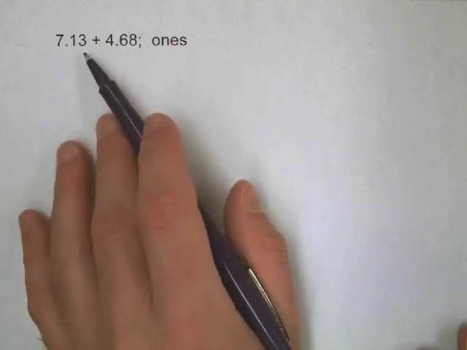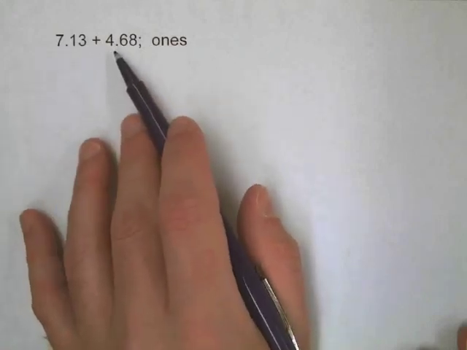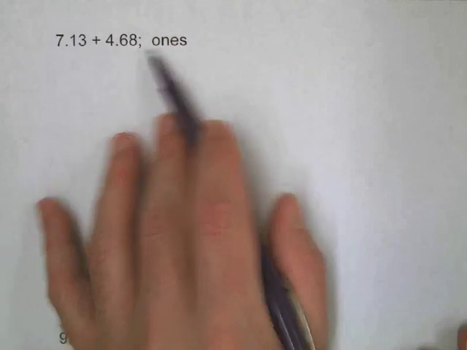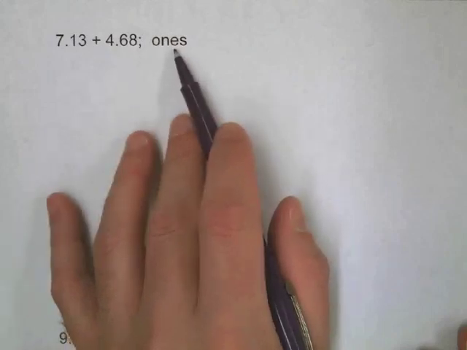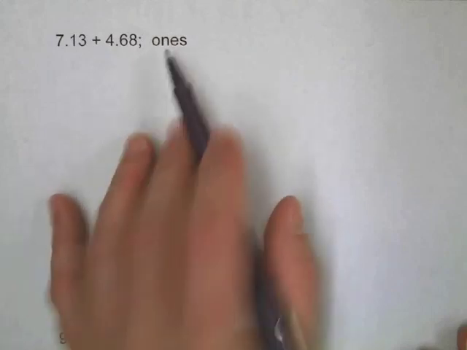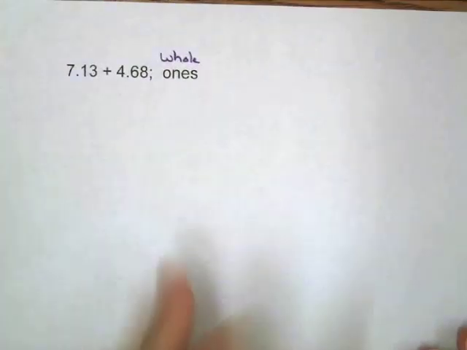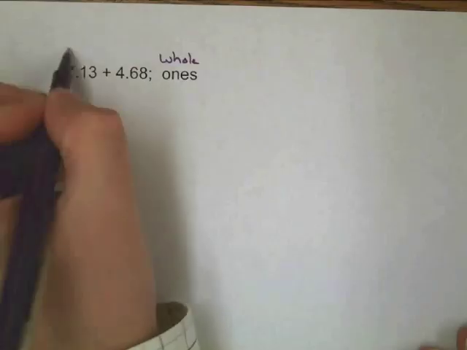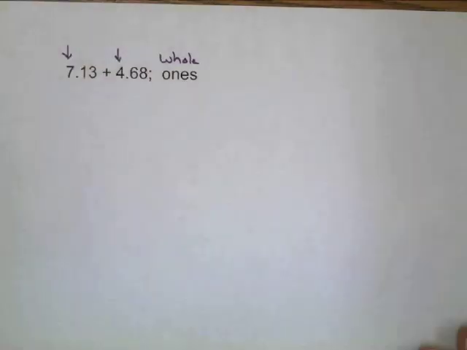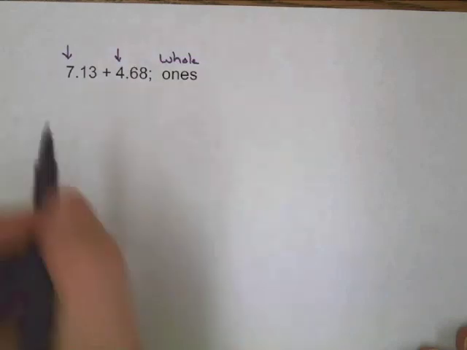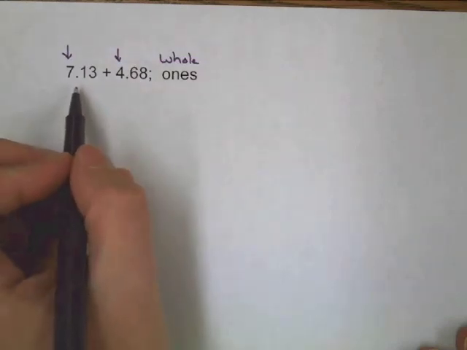We have 7 and 13/100ths adding to 4 and 68/100ths, and we want to round it to the nearest whole, or the nearest one. You can also think of this as the nearest whole. Just another way of saying ones there. So this is the place value that I want to round to. So I can think of this as what's the closest whole.